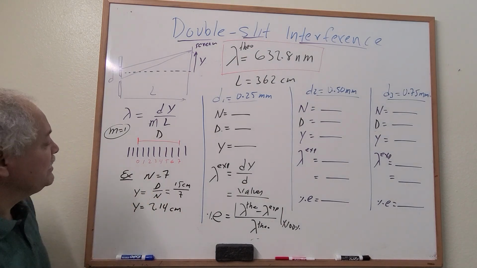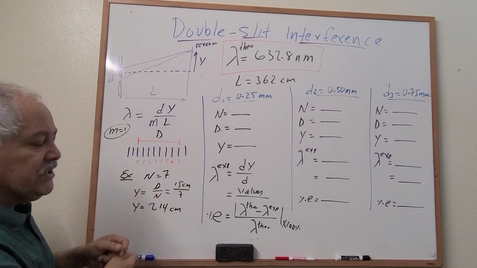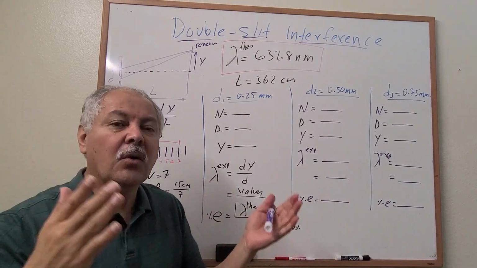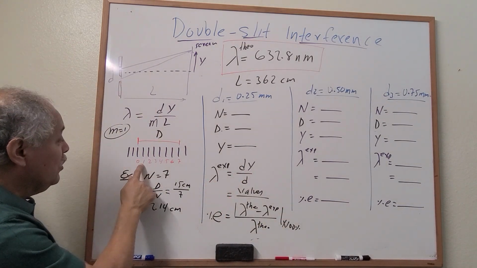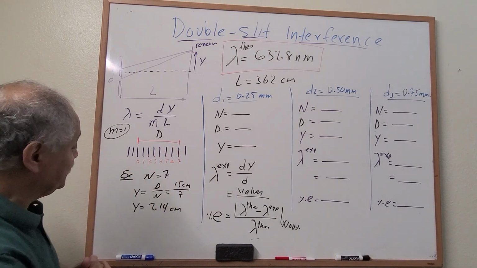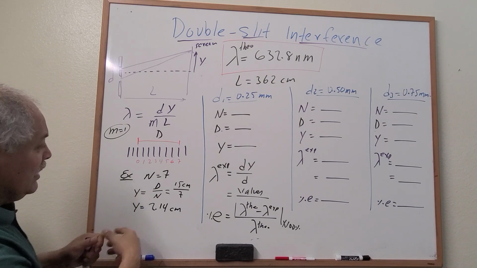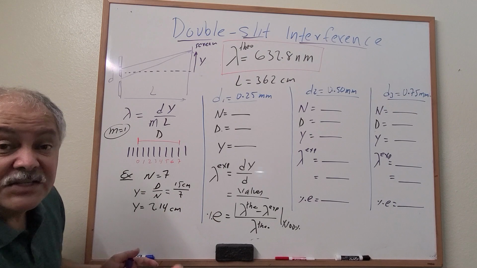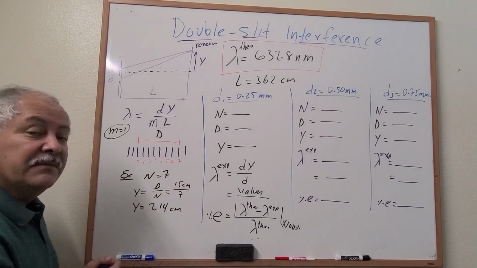For example, let's take 7 fringes. Remember, we start from 0. The first one is 0. The fringes could be dark or bright. Okay, 0, 1, 2, 3, to 7. Perfect. Now that's the distance. Now let's divide that distance by the number of fringes. In this case, for an example, it's going to be 15 centimeters divided by 7.